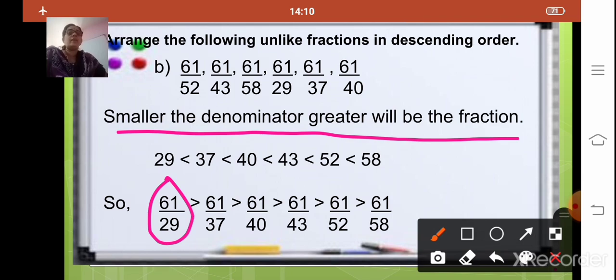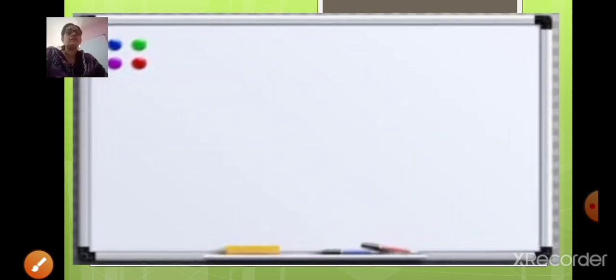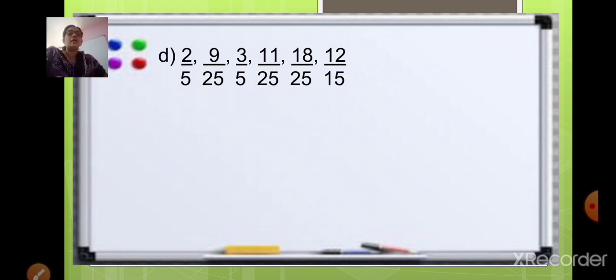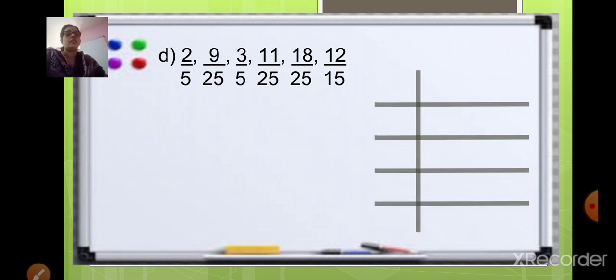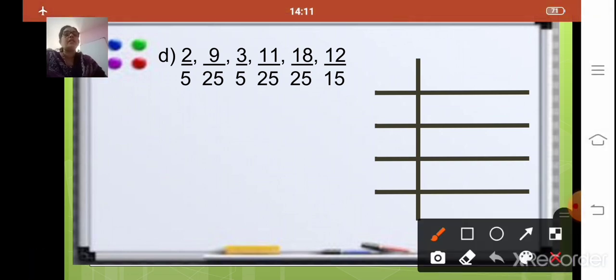Okay. Coming to the next sum. Here both the numerators as well as the denominators are different. So in this case, what you are going to do is, you will take the LCM of the denominators. So let us take the LCM of the denominators first. Now 25 is repeated, 5 is repeated. So we'll take it once.